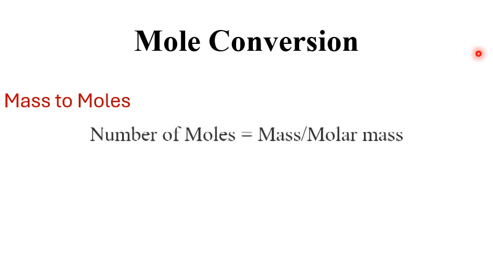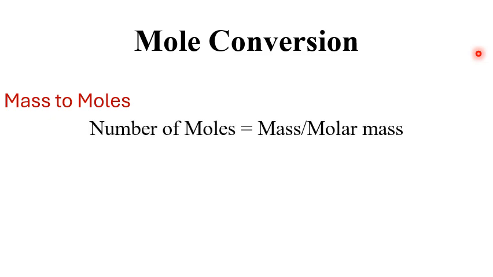Now, if we are given the mass of a substance and we want to convert to moles, use the formula: moles equal mass divided by molar mass. So how to find the molar mass? For elements, the atomic mass from the periodic table is the molar mass. No need of any calculation. But for compounds, we have to add the atomic masses of each element.